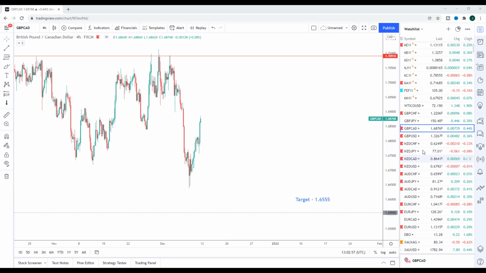So out of all of the Canadian dollar pairs, if you did want to go long the CAD, I think pound CAD would be your best bet, purely because the pound is the weakest market going into next week.